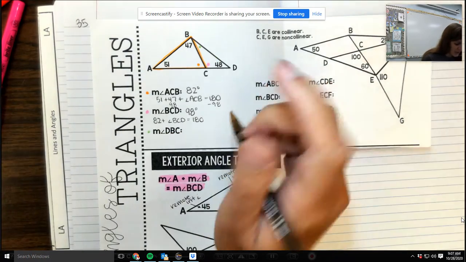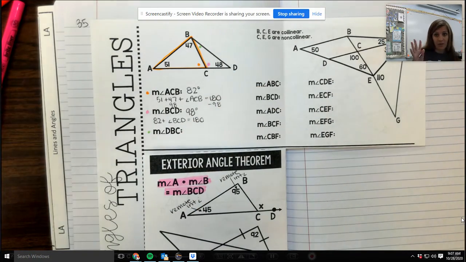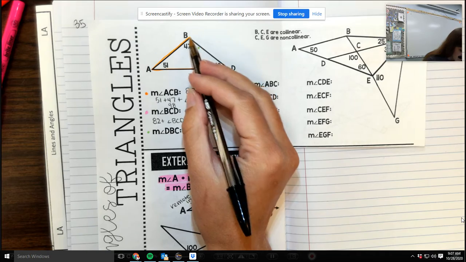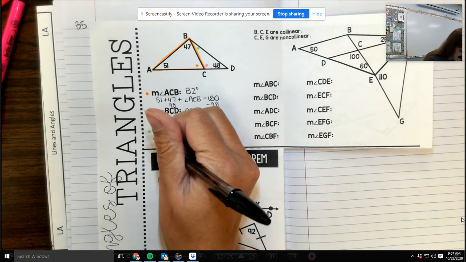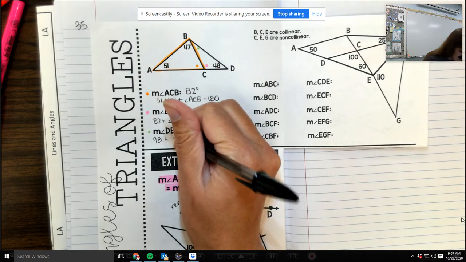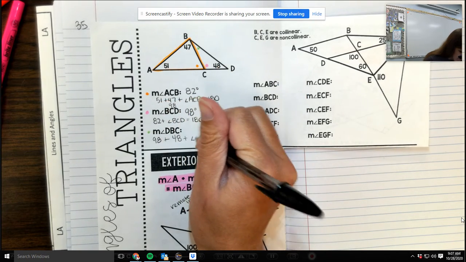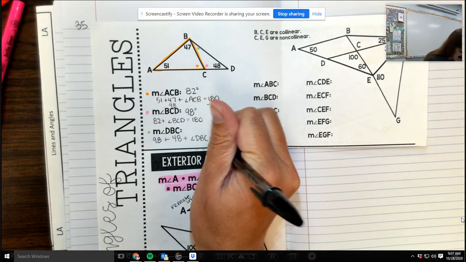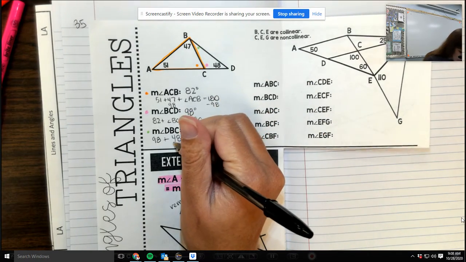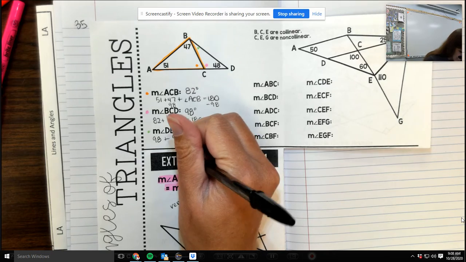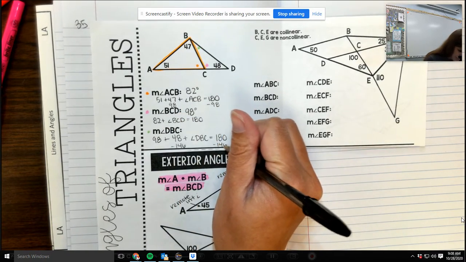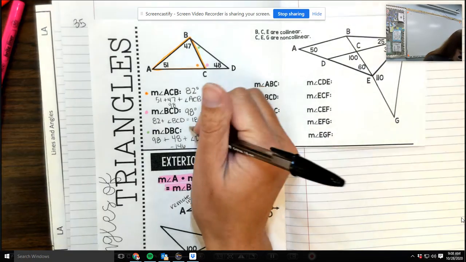Oh my gosh, I'm just realizing, I'm sorry, I'm having a lot of things happen. I know the measure of BCD right here is 98 because I just found it. I know that this angle is 48, and then I want to add that with DBC because that is the small triangle, and those should all add up to equal 180. So we'll have 146 here and subtract that on this side to get 34 degrees.